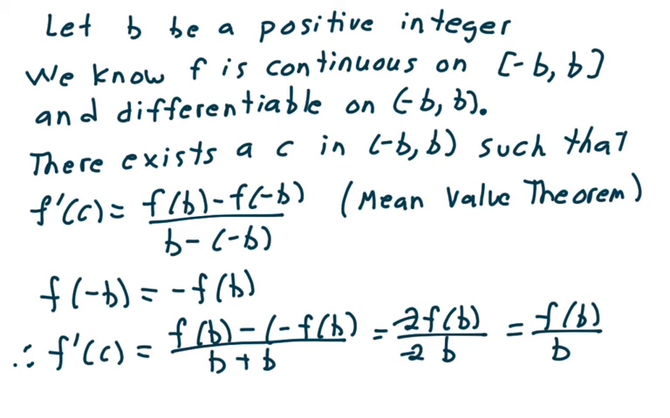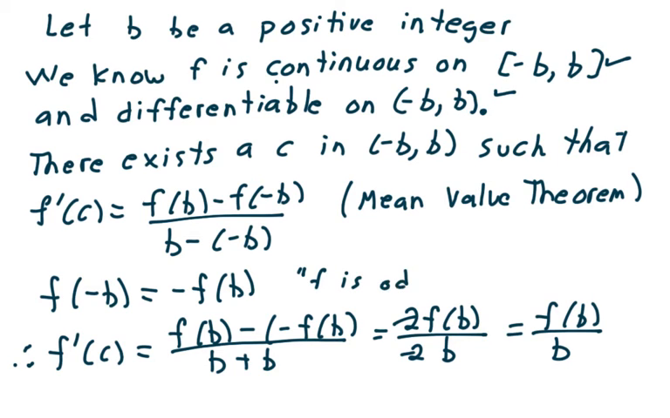Let b be a positive integer. We know that f is continuous on the closed interval negative b to b, and it's differentiable on the open interval from negative b to b. Well, the mean value theorem says there exists a c in (negative b, b) such that f prime of c is f of b minus f of negative b divided by b minus negative b. So I'm going right for the mean value theorem. But remember, f is odd.